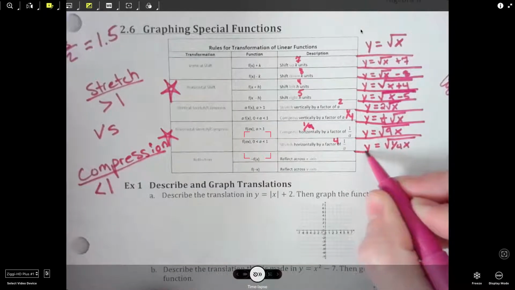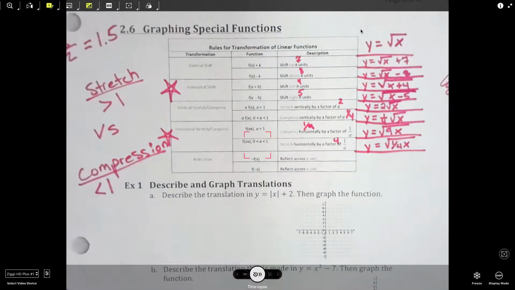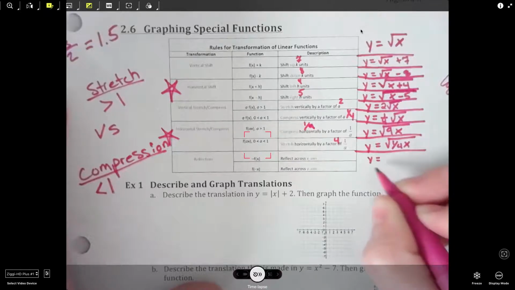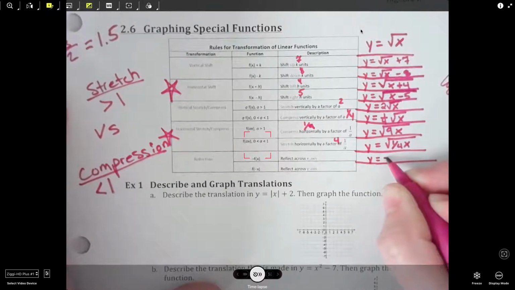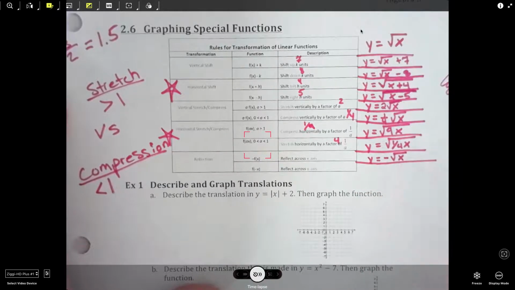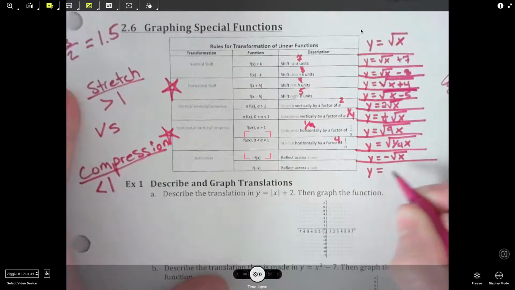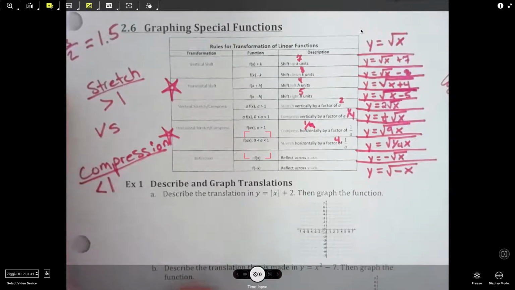All right? And then a reflection across the x-axis means that you put the negative on the outside. So what will that look like? Negative outside of the square root. Yep, negative outside the square root x. What will the other one look like? Inside the square root of negative x.